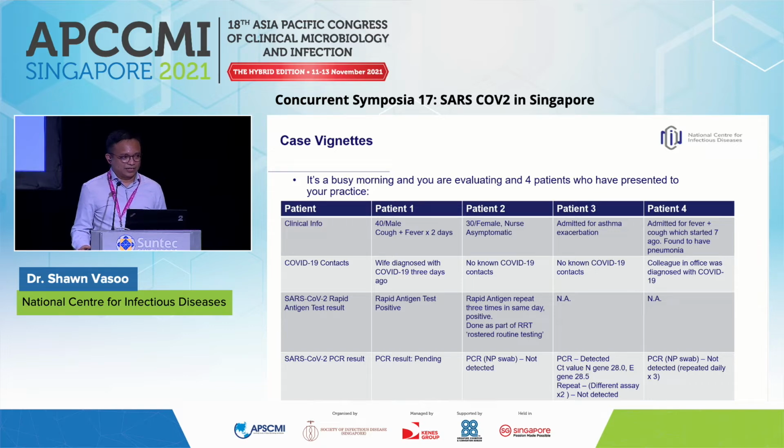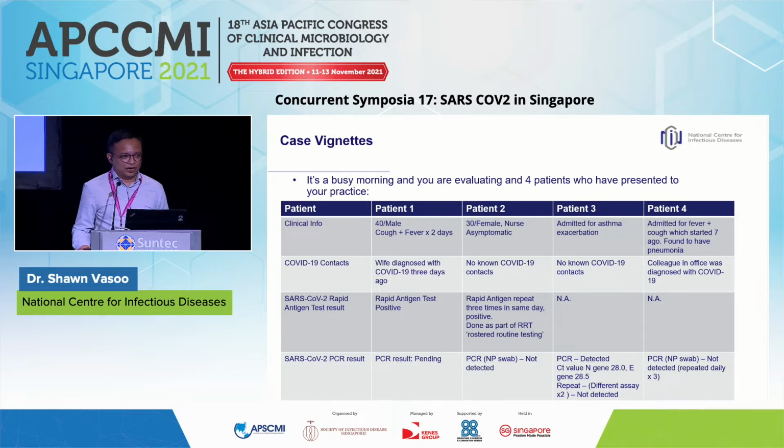The third patient is admitted as an inpatient for asthma exacerbation, has no known COVID contacts, did not get a rapid antigen test result, but the first PCR was detected. That PCR you used looked at 2 genes, and the CT values you can see were around 28 for both targets. And then you repeat them, one on the same day, one on the next day, and not detected. What do you do?